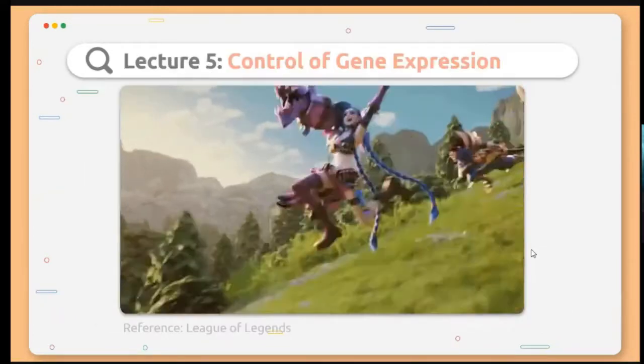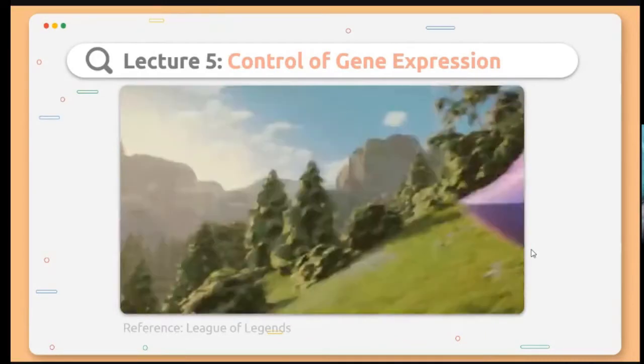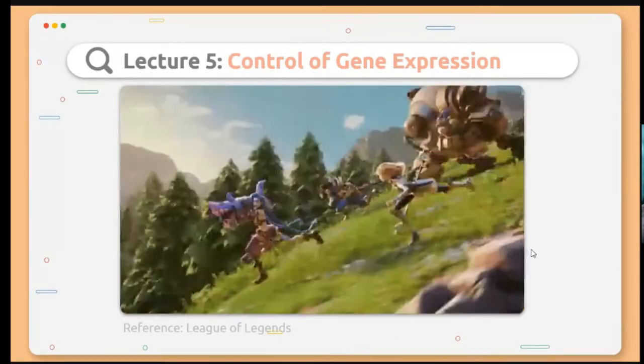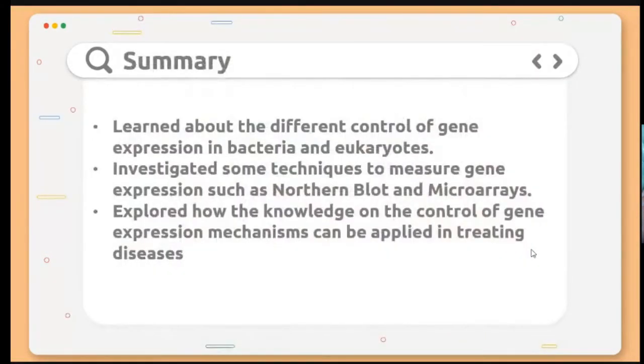So, yun lang. Yung control of gene expression, meron ba kayong tanong? Meron ba kayong tanong?